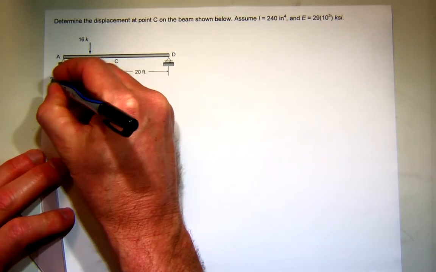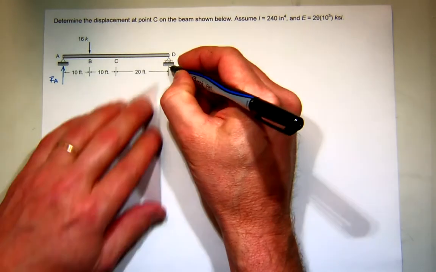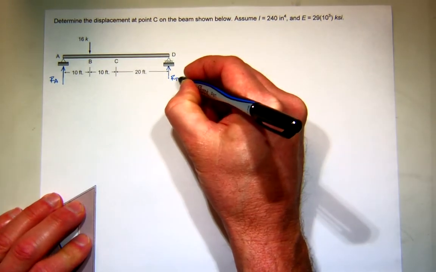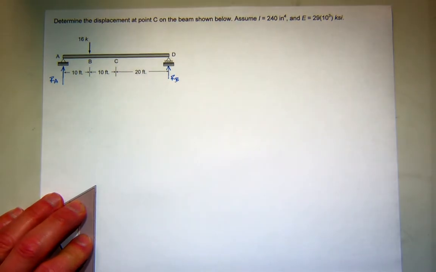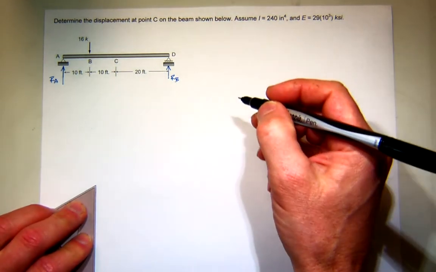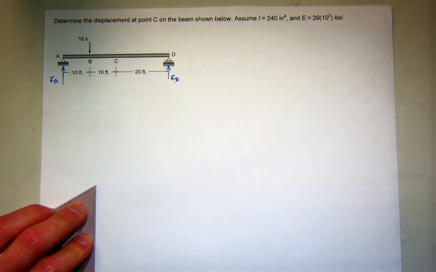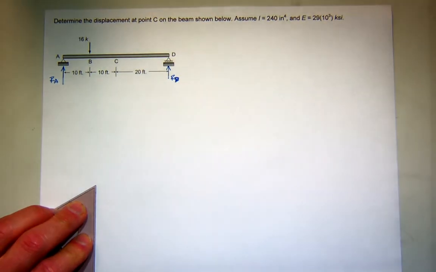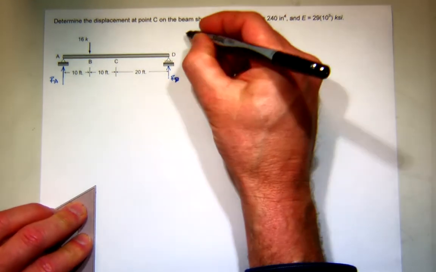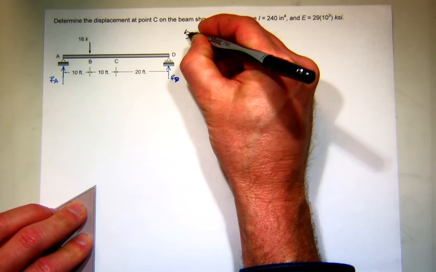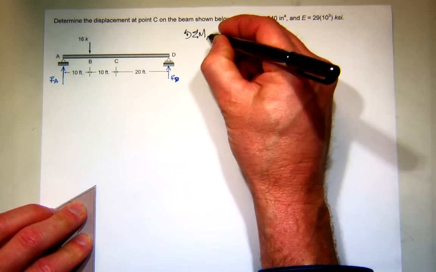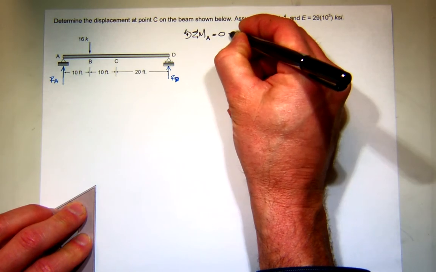look at my reaction at A and my reaction at D. So let's go ahead and find those values real quick. Wait, B. Oh, sorry, D. Force of habit, huh? Okay. So let's sum the moments about A. Make sure it's in equilibrium.